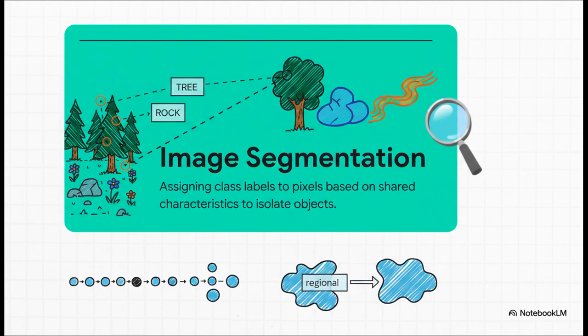And that brings us to the ultimate goal of all these techniques we'll be talking about: image segmentation. Basically, this is the process of partitioning an image by assigning a class label to every single pixel based on shared characteristics. That could be its color, its texture, or its shape. Think of it kind of like taking that picture of a forest and literally tagging every single pixel that belongs to a tree with the label tree, completely isolating the objects from the background. Local and regional processing are essentially just two completely different algorithmic strategies to achieve this exact goal.